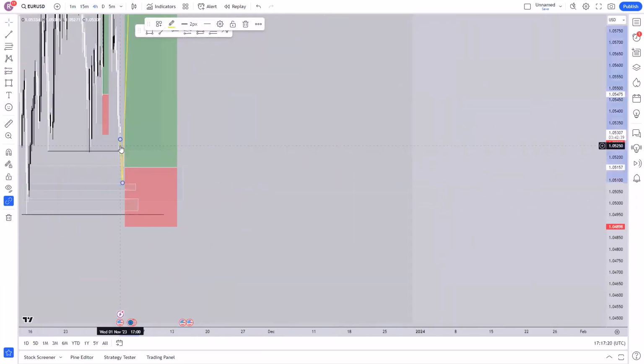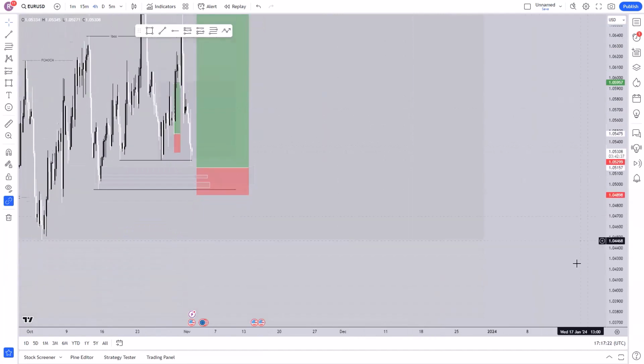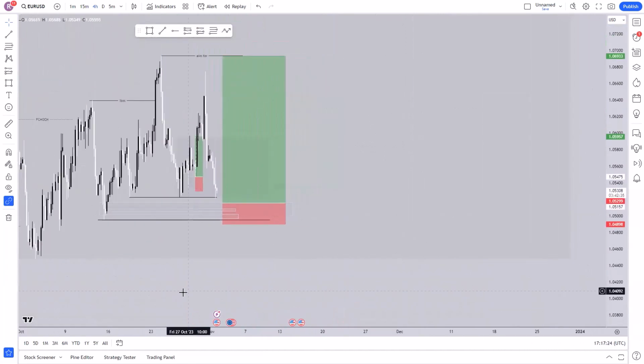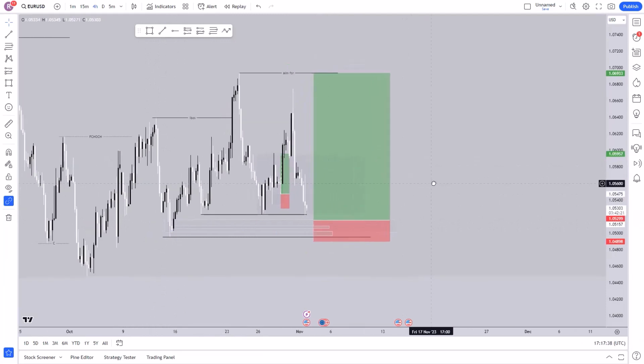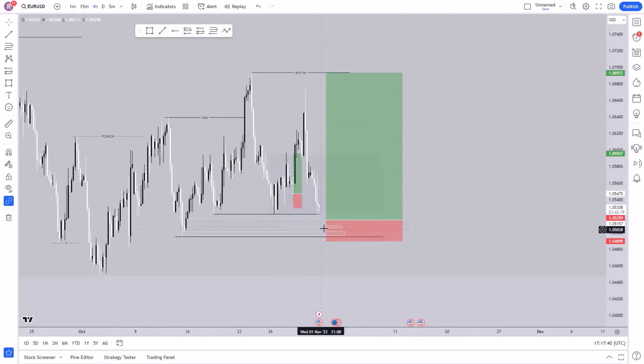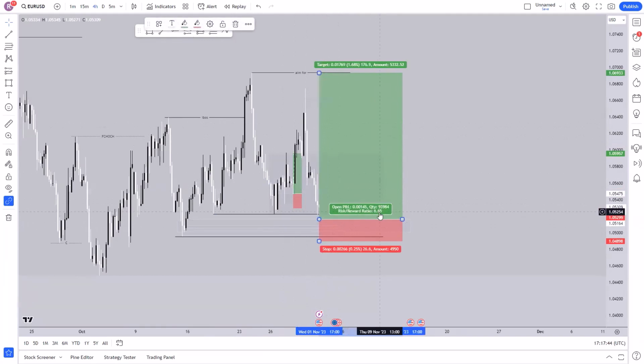This is a bit messy. Apologies, guys. 1 second. Let's just clean this up a bit. Right. So we know that these two zones here are our refined zones. Okay, they're within the discount and they are valid because they're both where that real demand stepped in.